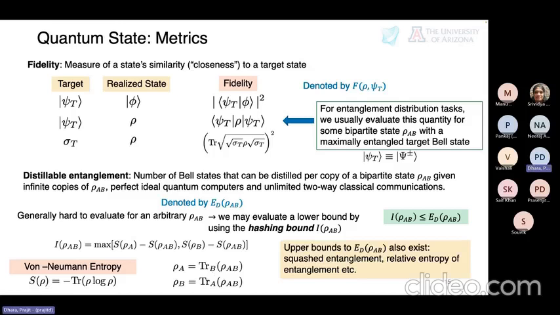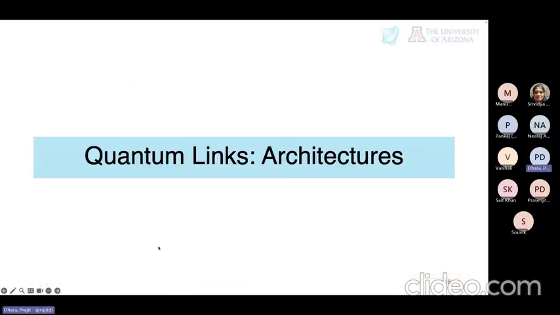The upper bounds are just good ways to get agreement on what the true distillable entanglement must be, or what is the best you can do with it. But these are also usually harder to evaluate, so we'll stick to evaluating hashing bounds because they already involve these entropies.